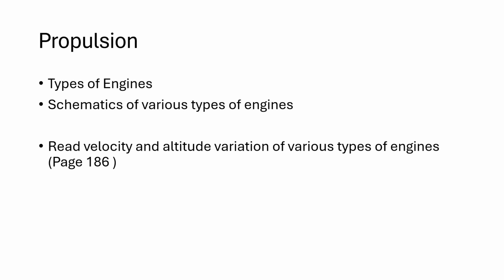All right. In the propulsion chapter, we covered it in the mid-semester exam. There are different types of engine. Look at the schematics of various types of engines, especially the turbofan and turbojet. You should be able to look at the schematic and find out the difference. All right. And then there is the thrust variation because of velocity and altitude for various types of engines. This is on page 186 of the book. You don't have to read everything, but you should know how altitude changes the thrust. All right, this is something that we covered in our assignments as well.